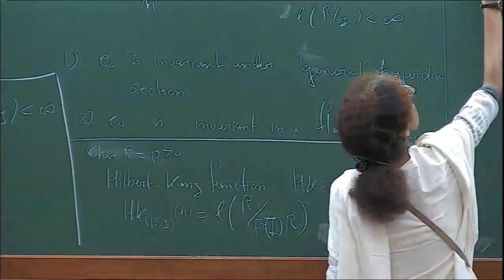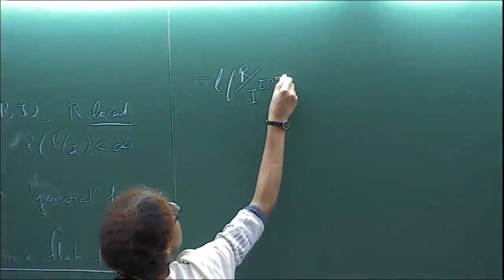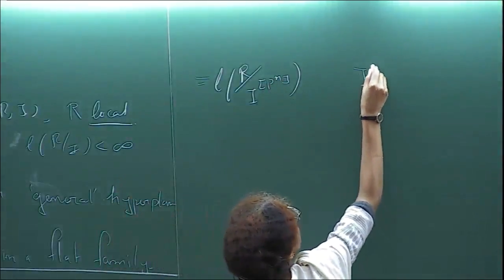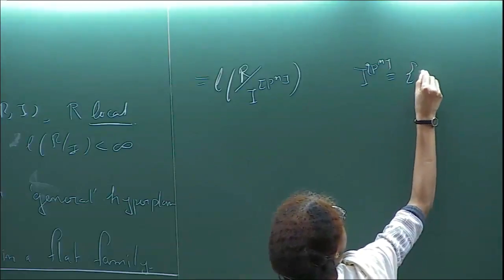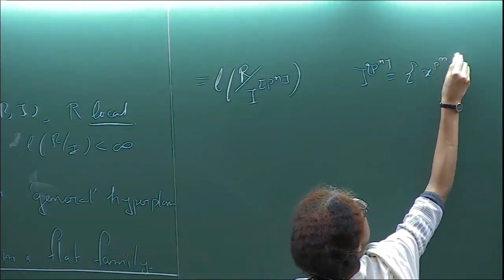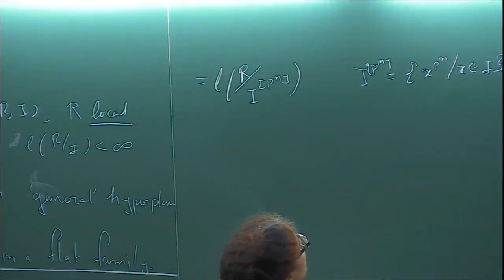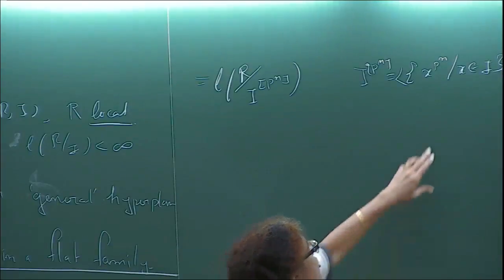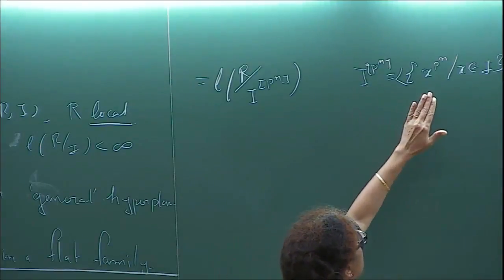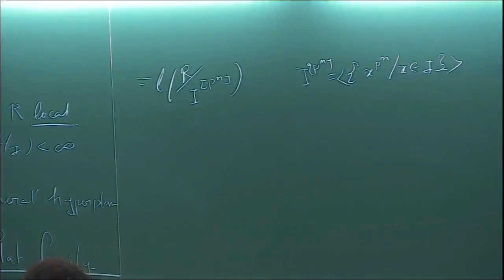This is equal to the length of R mod I^[p^n], where I^[p^n] is generated by x^(p^n) where x belongs to I. Take the ideal generators: it will be generated by the p^n-th power of the generators of I. So, okay, you have this.